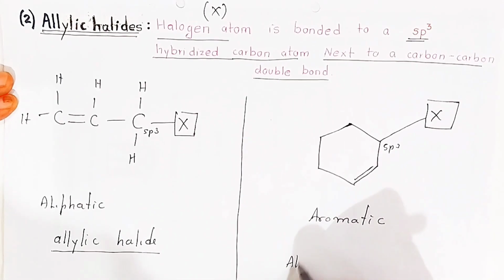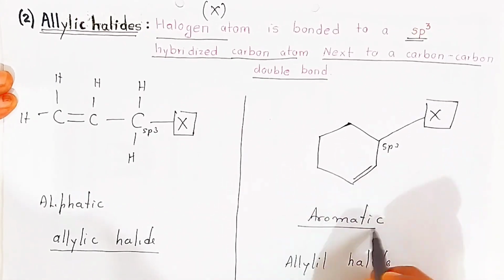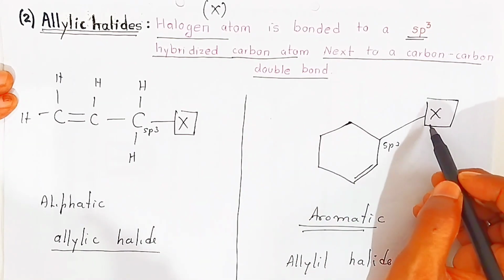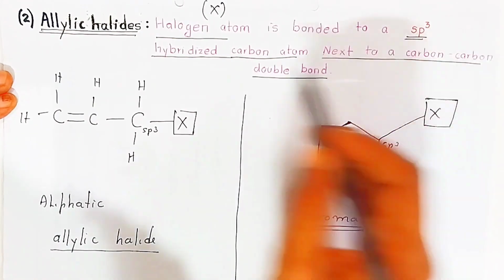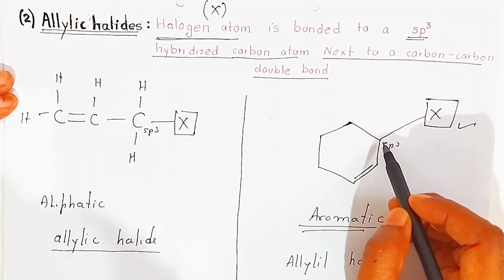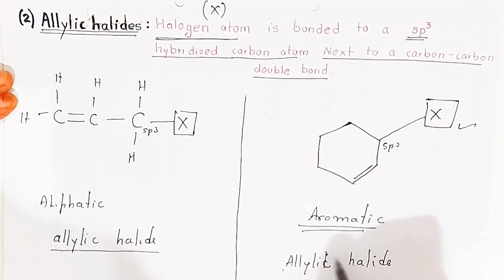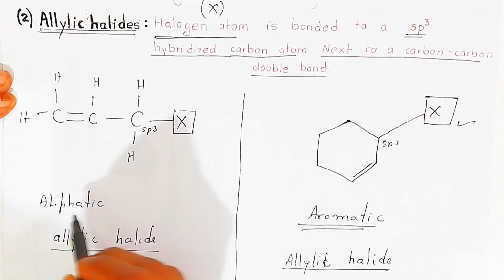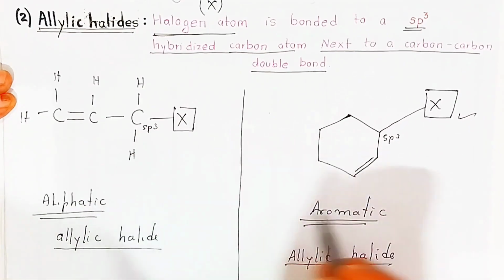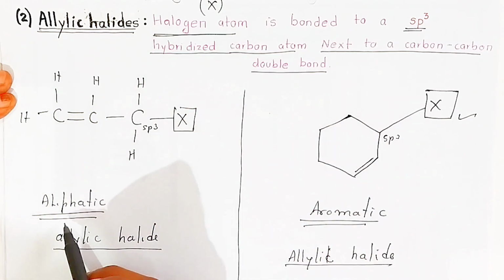type of allylic halide. Understanding students? So depending upon if it is attached to the aromatic, if here the halogen atom is bonded to sp3 hybridized carbon atom next to carbon-carbon double bond, the compound obtained is called as allylic halide. So these both are allylic. One is aliphatic type of allylic, other is what? Aromatic. So allylic halide is also classified in two categories: aliphatic allylic halide and aromatic allylic halide.